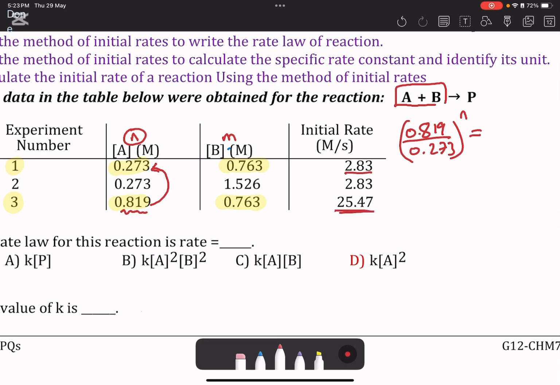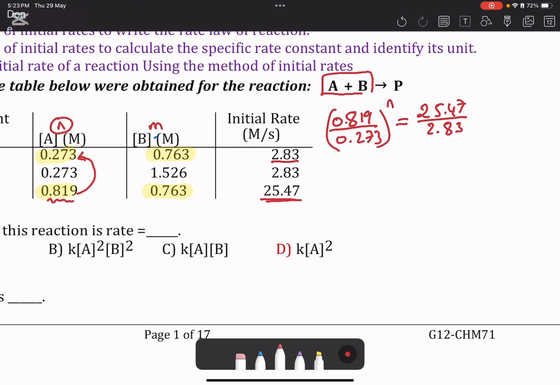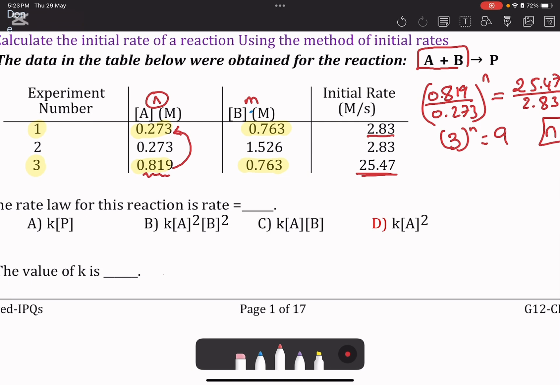the rate when we change the concentration of A. It's 25.47 over 2.83. So that is 3 to the power of N equal 9. Therefore, it is second order in A.